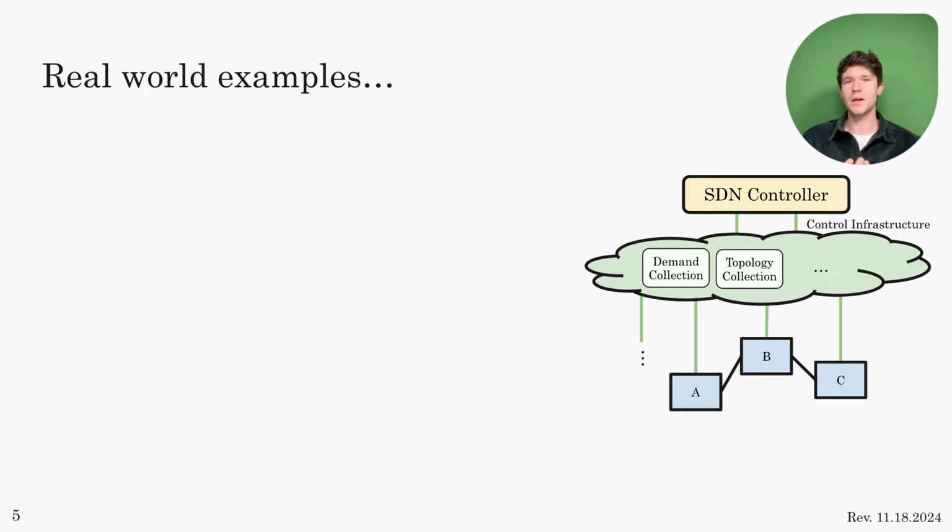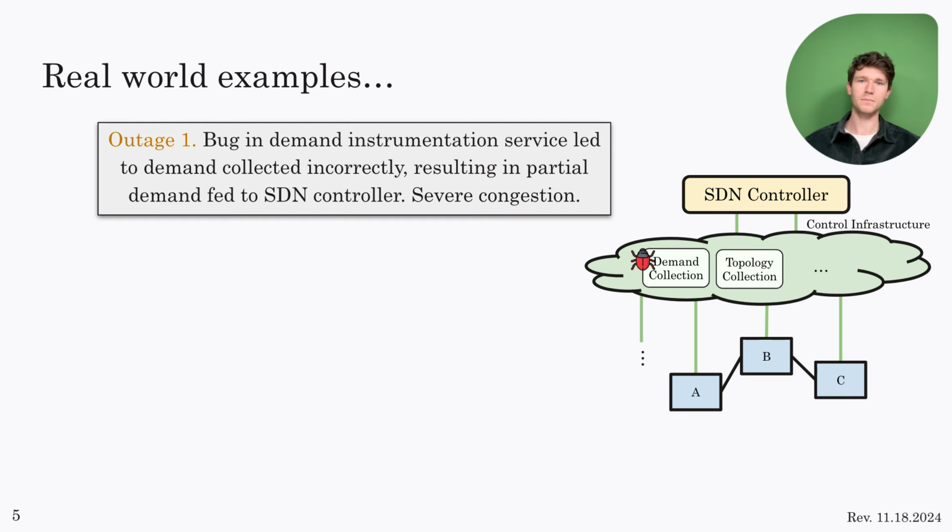To illustrate what some of these outages look like, I'll tell you about a few real-world examples that we've seen. So in one outage, a bug introduced to the smoothing logic in the demand instrumentation service led to demand being under-collected and under-reported. So a partial demand was fed to the SDN controller that resulted in paths that were under-provisioned, which resulted in severe congestion.